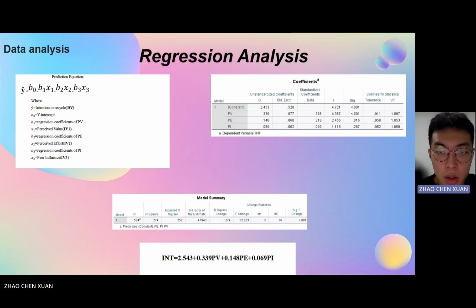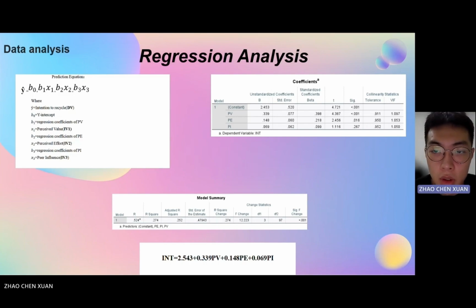So next, we look at the model summary. According to the data of R-squared, we know that 27.4% of the dependent variable can be explained by the independent variables, which shows that our sample is less explanatory. But the R value is 0.524, which is greater than 0.5. It means there is a strong relationship between independent variables and dependent variables.